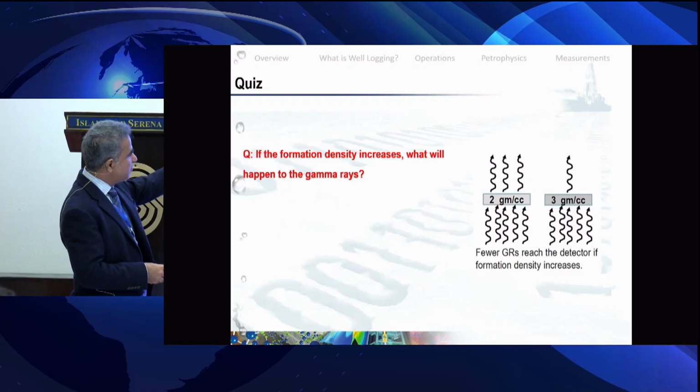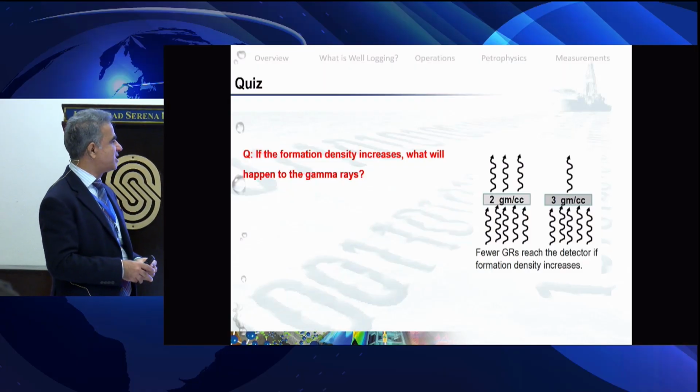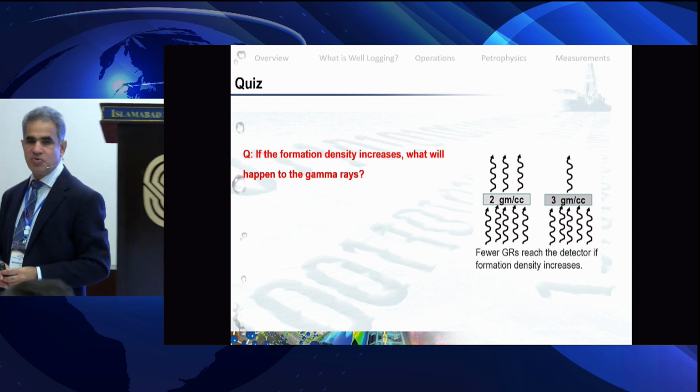So you can see that we have a 2 gram per cc rock, and then we have certain gamma rays, and out of 4, 3 are detected. But if the density goes to 3 gram per cc, then only a few gamma rays are detected. So it means the denser the formation, the fewer counts reaching the detector. It means it's more dense.